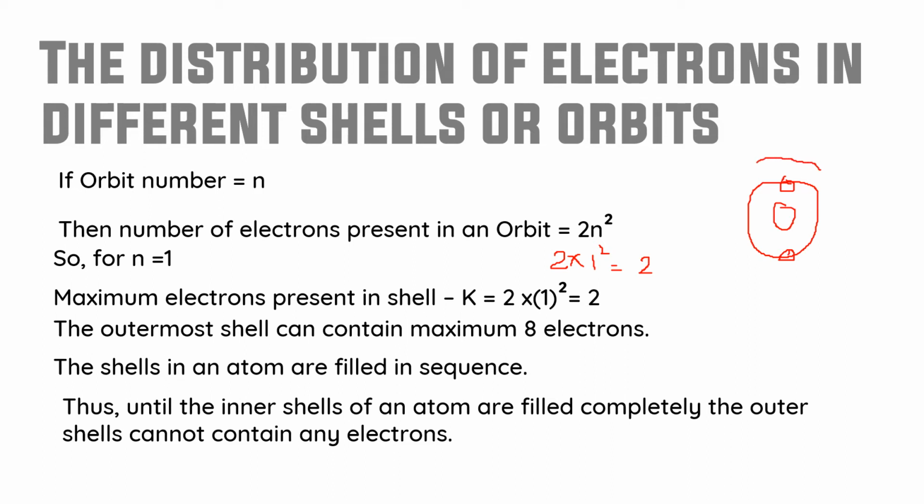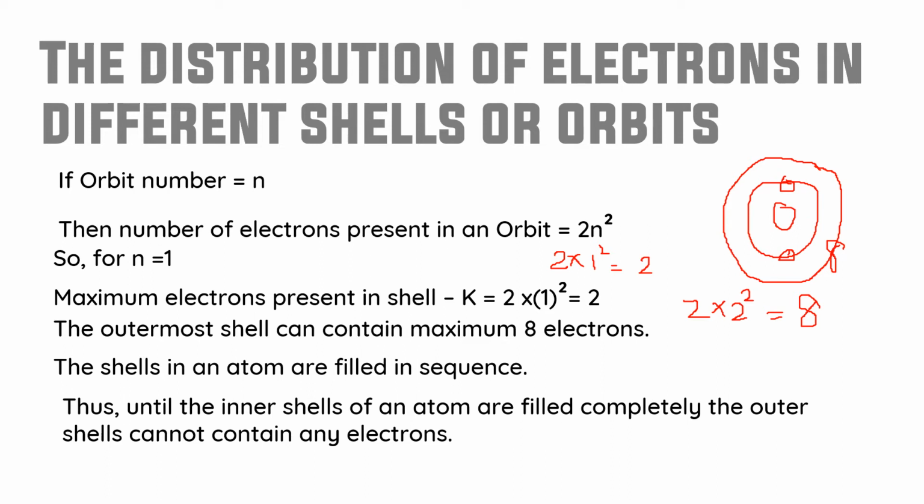In the same way, we will see the second shell, that is the L shell. Using 2n square, 2 into 2 square. 2 square is 4, 4 into 2 is 8. So the maximum capacity of the second shell is 8. So here you have to draw 8 electrons. That is the arrangement, or the distribution, of electrons. 1, 2, 3, 4, 5, 6, 7 and 8 electrons are accommodated in the second shell.